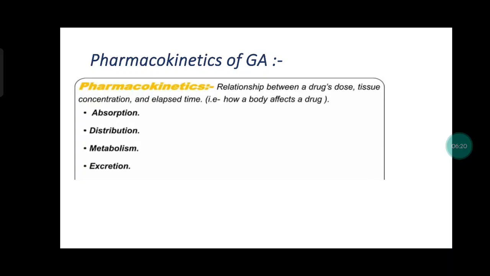Pharmacokinetics of general anesthesia. Pharmacokinetics is the relationship between a drug's dose, tissue concentration and the elapsed time. That is how the body affects a drug. Absorption, distribution, metabolism and excretion are 4 processes which we'll see under pharmacokinetics.